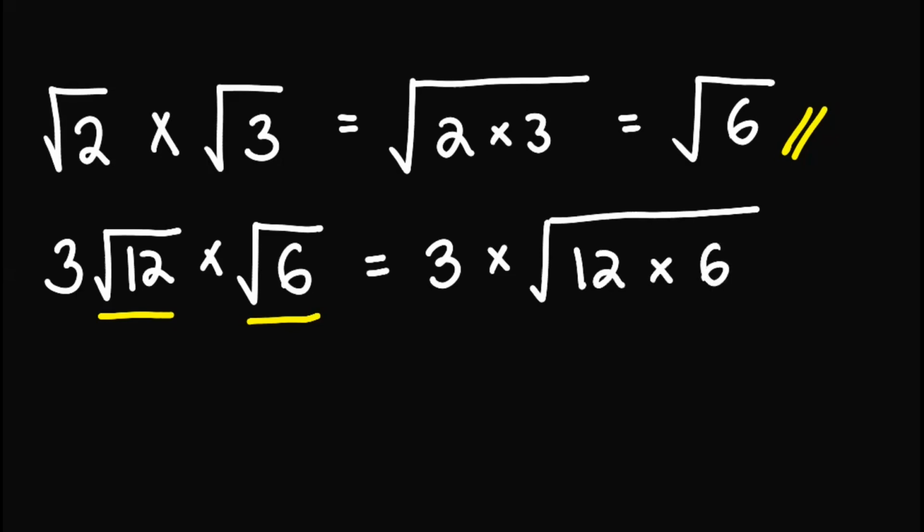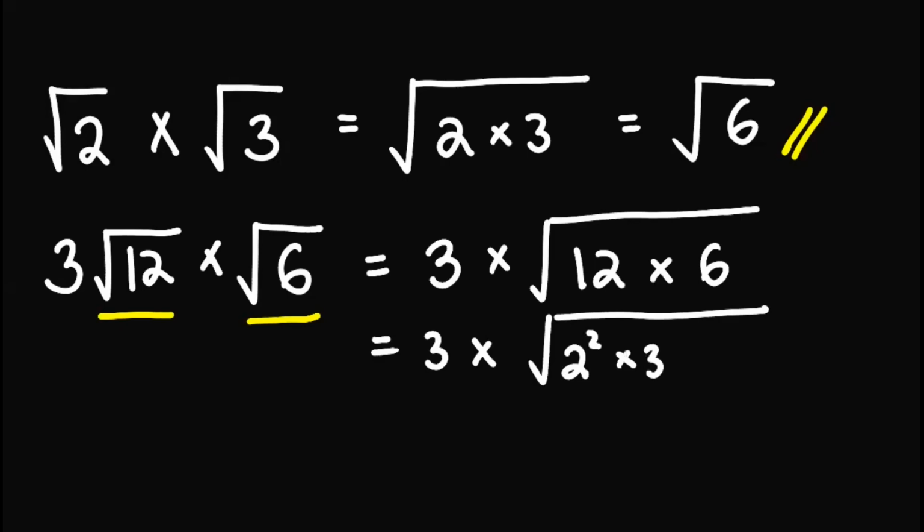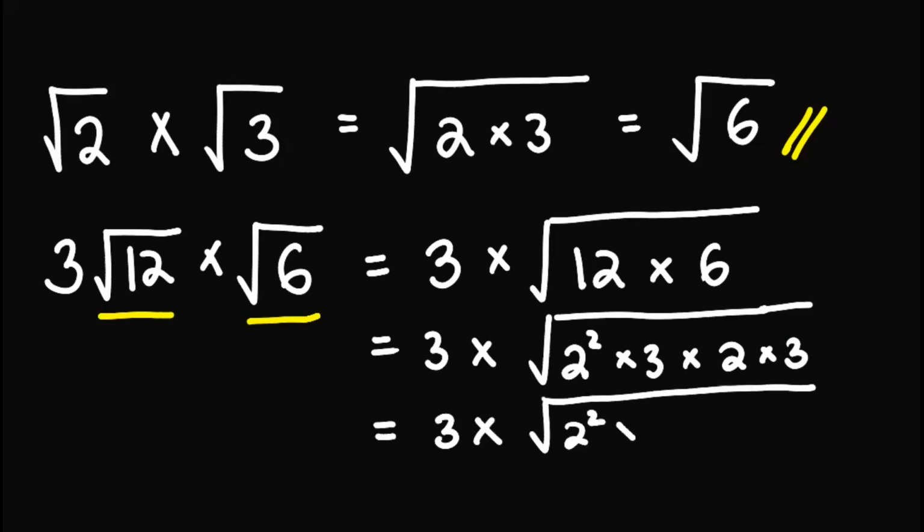And from here, instead of immediately solving for this one, what we can do is we try to factor these two numbers into their simplest forms. So we'll have 3 times the square root of 12 is equal to 2 squared times 3. Since 2 squared is equal to 4, so 4 times 3 is 12. Then 6 is equal to 2 times 3. And from here, note that this one is equal to 3 times the square root of 2 squared times 3 times 3 is 3 squared times 2.